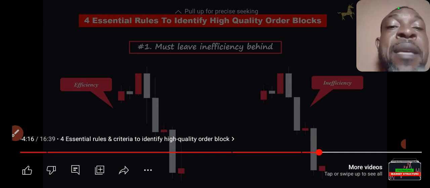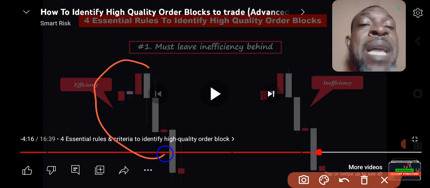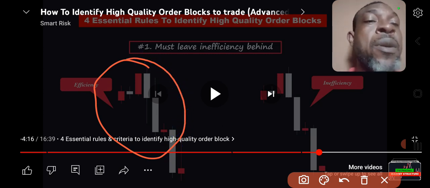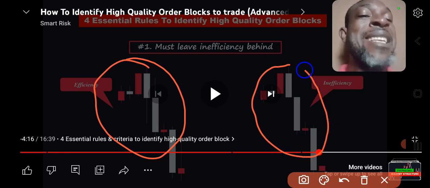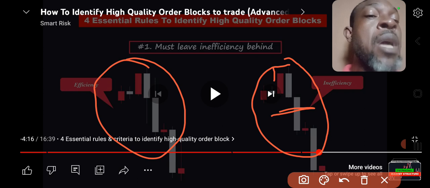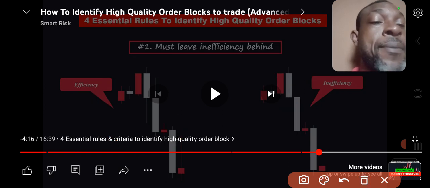So basically, these 2 examples have order blocks. This one that does not have inefficiency, I will not draw as an order block. But this one that has inefficiency right over here, from candle 1 to candle 3, will be a perfect order block that I will work with.